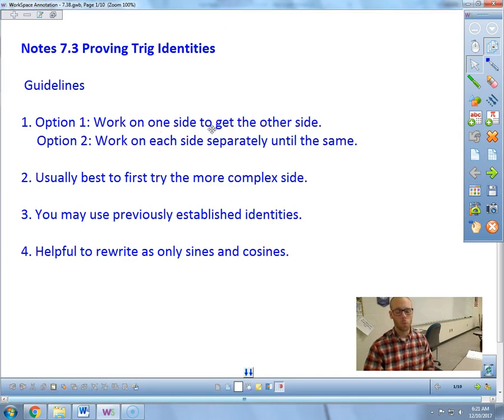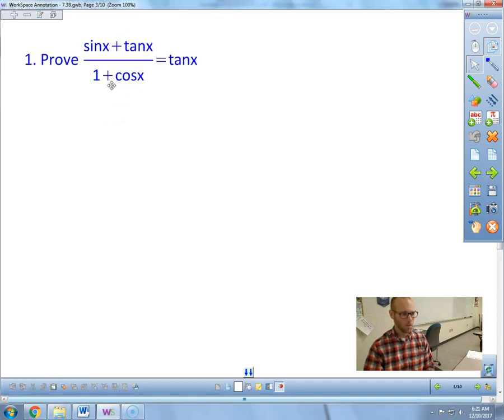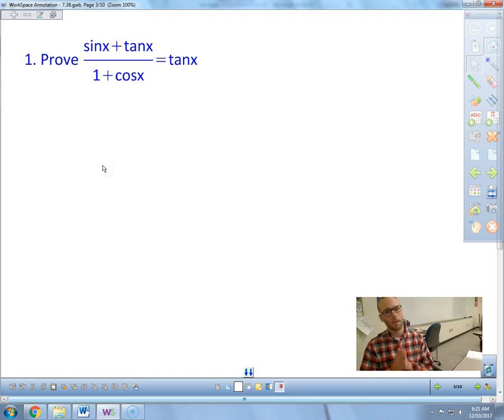Option two is to work on each side separately until they're the same. So I do something on this side, I do something on that side, so I'm working on them separately until they equal the same thing. Now, when I say separately, I mean we have to continue to work on them separately. What we can't do is move things to either side of the equal sign. For example, I can't add something to the left and add it to the right to switch it. We just want to work within that side.